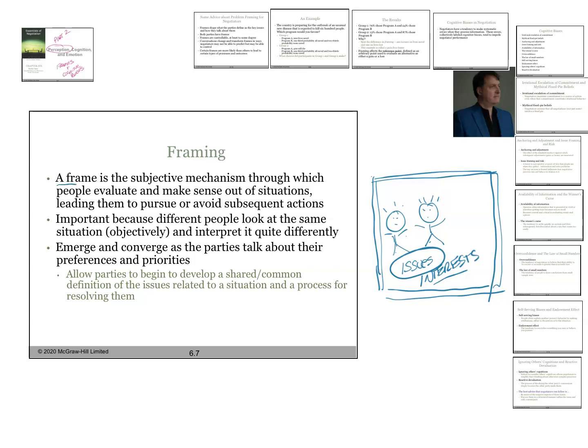A frame is the subjective mechanism through which people evaluate and make sense out of situations, leading them to pursue or avoid subsequent actions. So as I said a moment ago, framing lives in the filter. That same filter discussed in the part 1 video. The elements that make up the filter form a frame, in other words. So it's not the only thing that the filter is doing, but the framing is important.